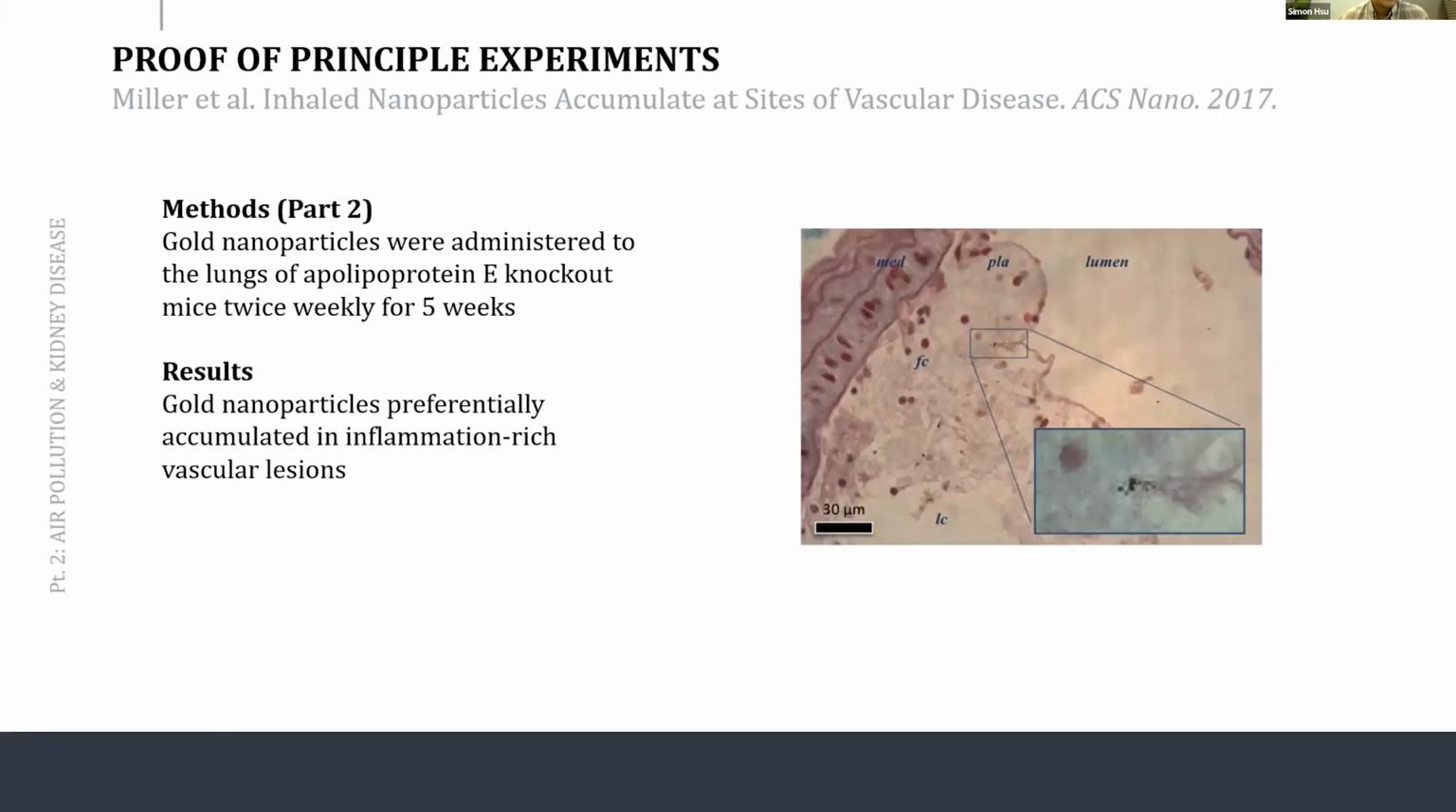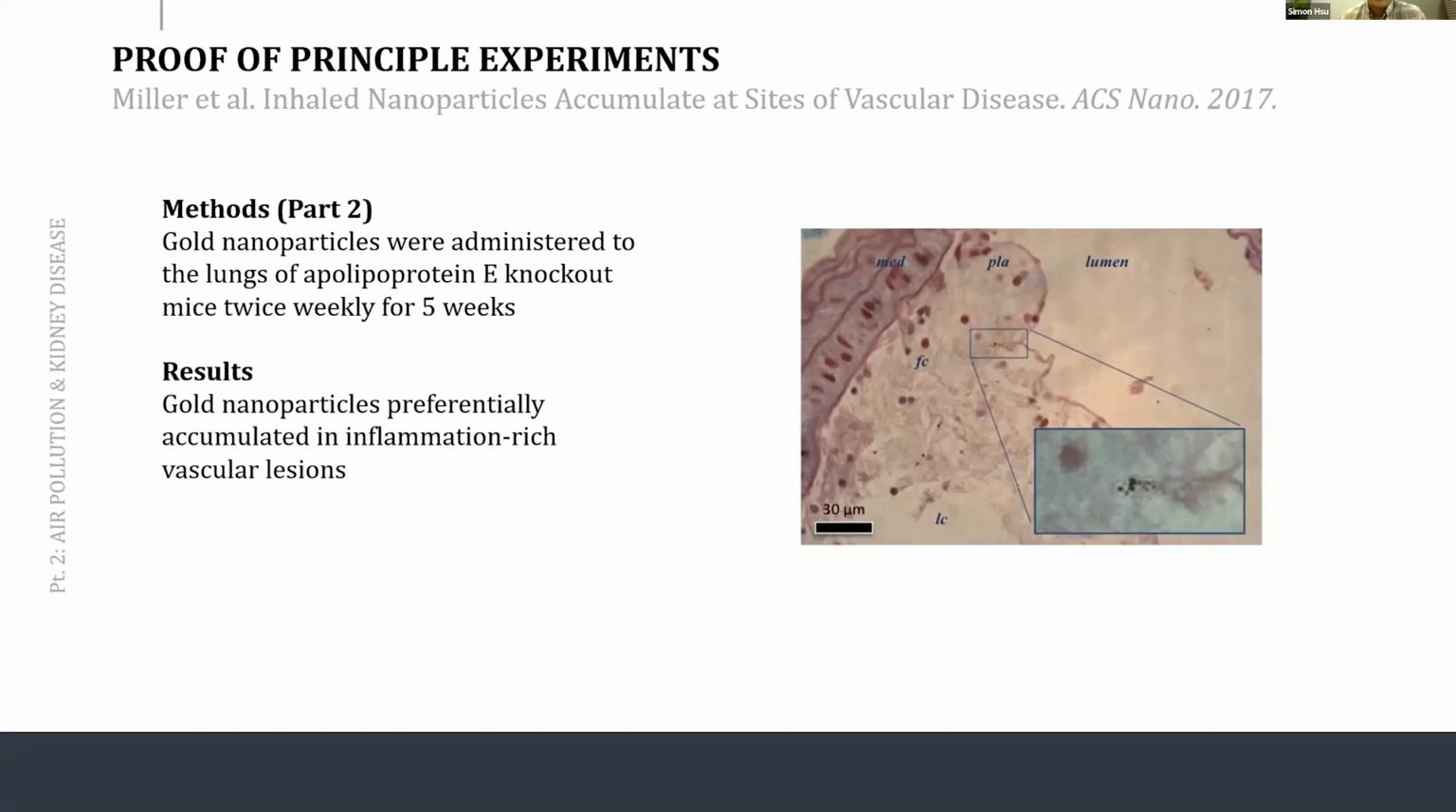So the second part of the experiment was in a mouse model. Similarly, these gold nanoparticles were administered to the lungs of apolipoprotein E knockout mice. This was done twice weekly for 5 weeks, and these mice are a model of atherosclerosis. And what they found was that the gold nanoparticles preferentially accumulated in inflammation-rich vascular lesions. So here in the picture on the right, you can see in pink is atherosclerotic plaque, and the little black dots are actually the gold particles that are embedded in the plaque.